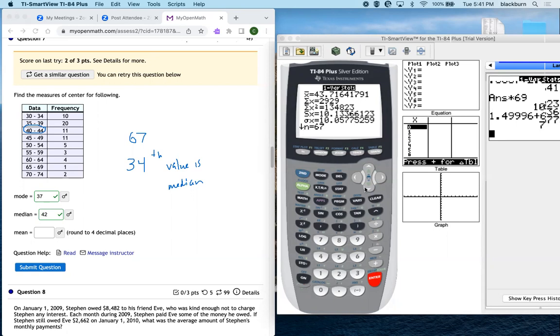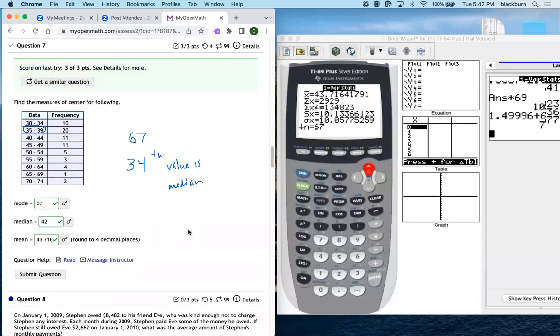It gives you all the data. Hopefully it shows the median's 42, right? There you go. Median's 42, like we thought it was going to be. All right. The mean is going to be that X bar up there. So the mean's going to be 43.7164. All righty. So that's how you're going to butter up that problem.